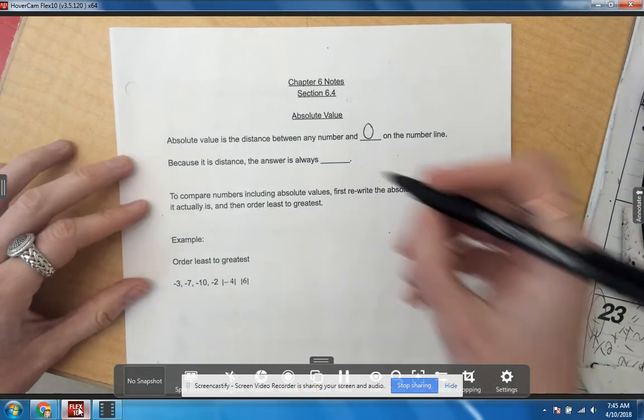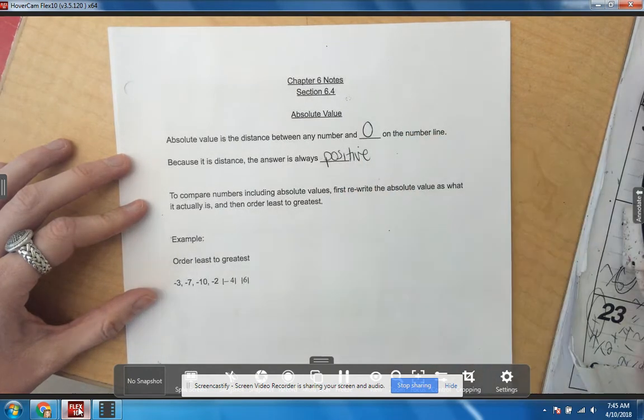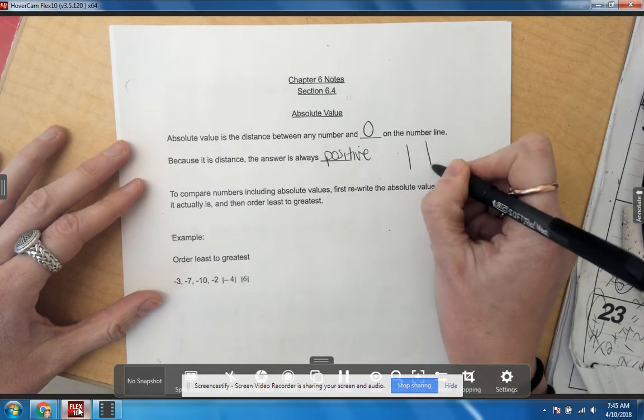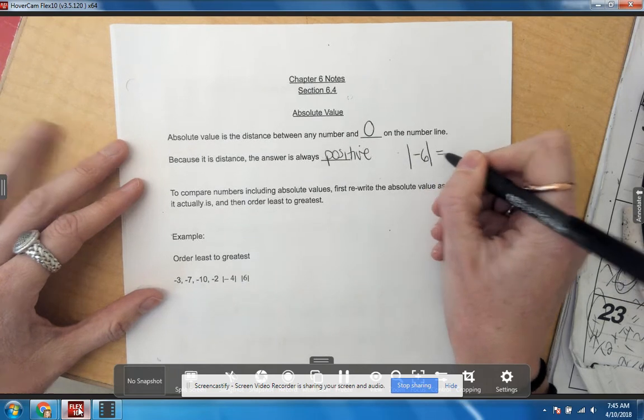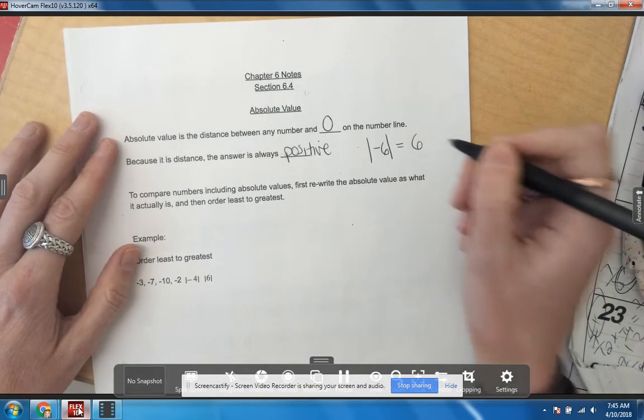Because it is distance, the answer is always positive. On the notes we took a couple weeks ago, the symbol for absolute value looks like two parallel lines with a number in between it. So what this means is how far away from 0 is the number -6, and that answer would be 6.